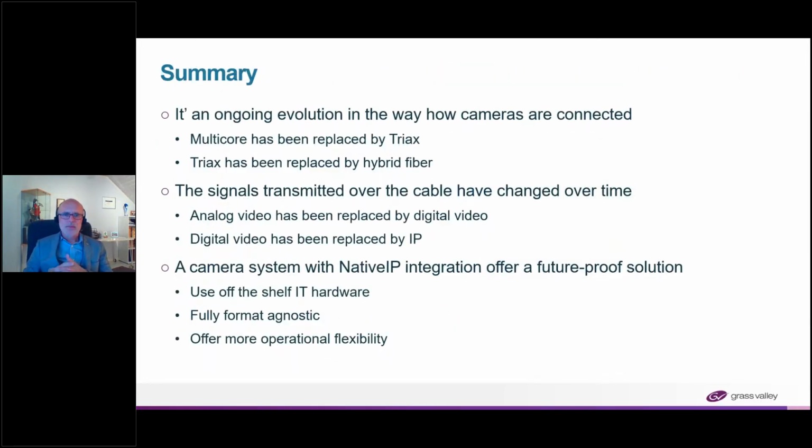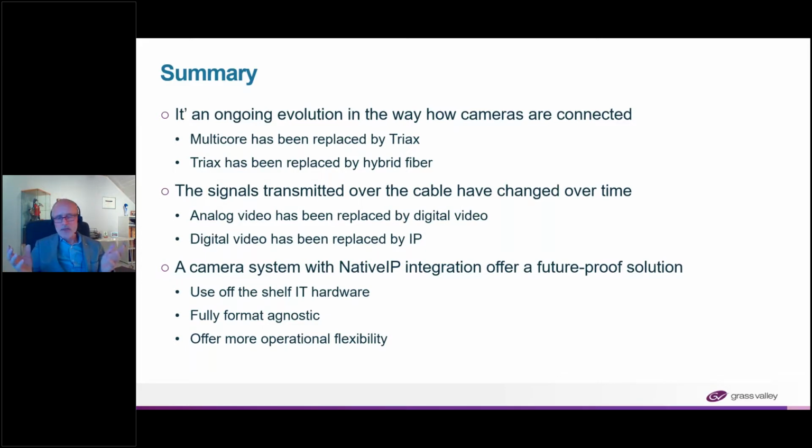So in summary, there is an ongoing evolution in the way cameras are connected. Multi-core cables have been replaced by triax, which have been replaced by hybrid fiber. The signals which are transmitted over the cable have also changed over time. Analog video has been replaced by digital video, and in some of the latest cameras, digital video has been replaced by IP already. A camera system with native IP integration into IP infrastructures offers a future-proof solution, because it uses off-the-shelf IT hardware with all the benefits of the IT developments.